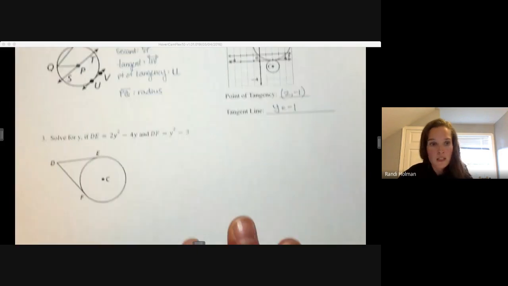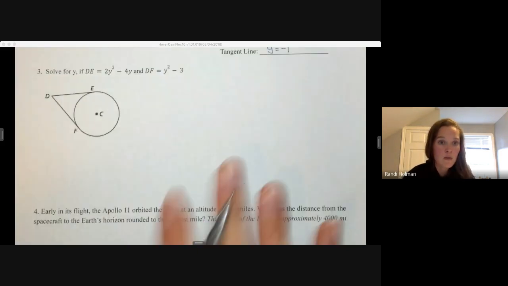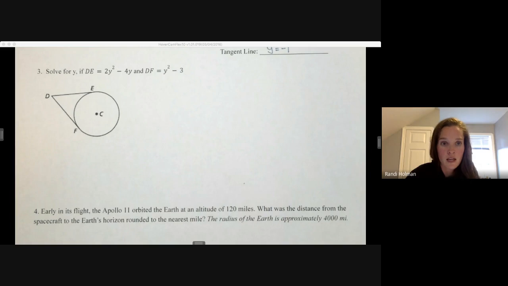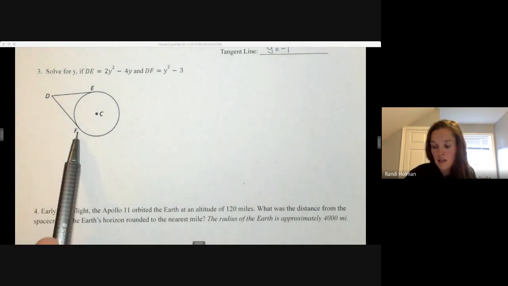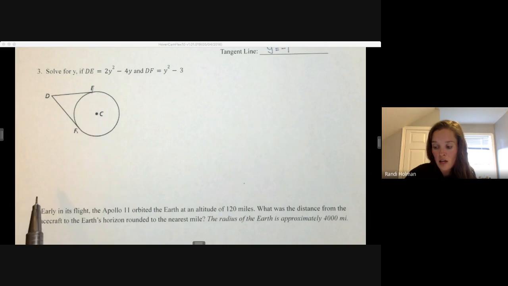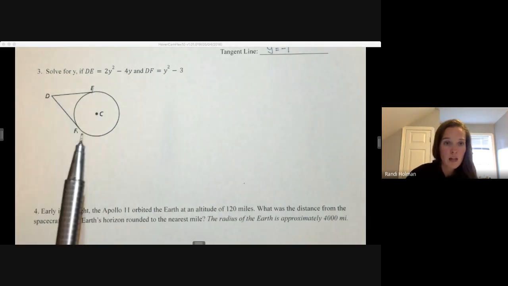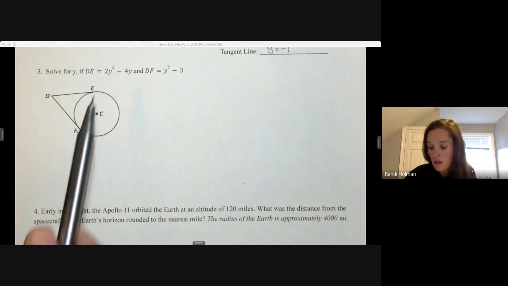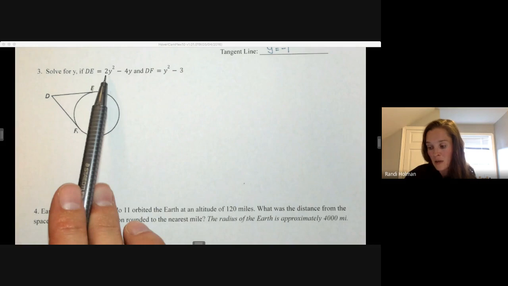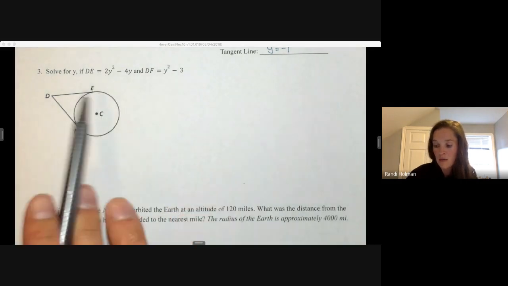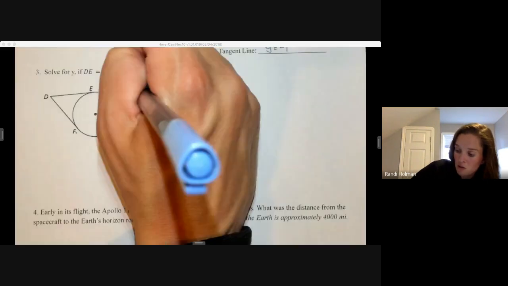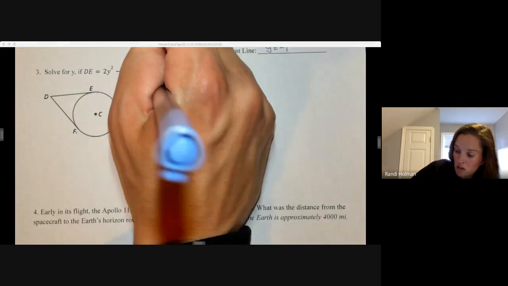Okay, two more examples. Next one, we have this ice cream cone looking thing. So we have two segments that are tangent to our circle at points E and F from a common point D. So we learned earlier that means that these things are congruent, which means their lengths are equal. So if we know DE is 2y squared minus 4y and DF is y squared minus 3, those segments are congruent. So we can set those equal to each other.